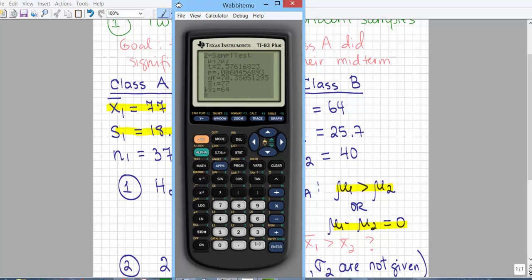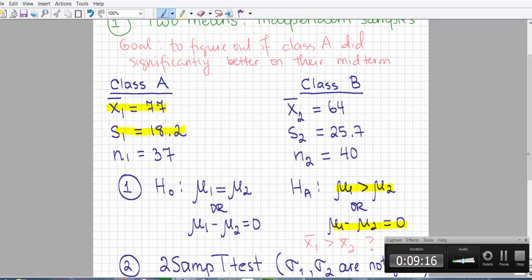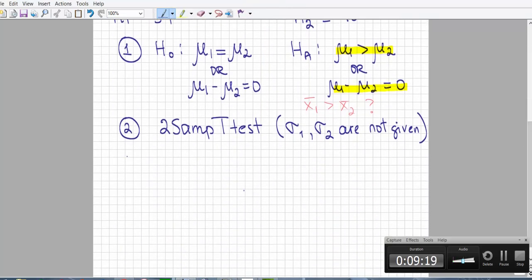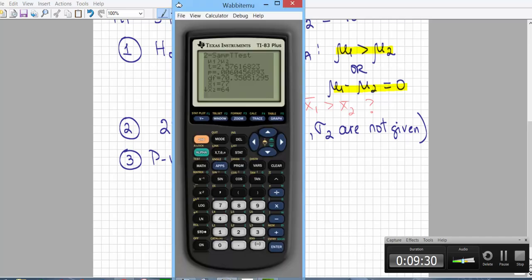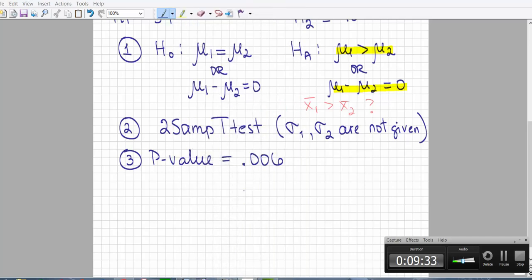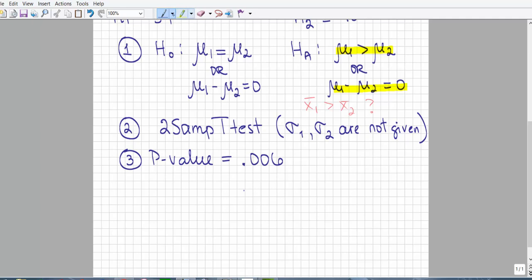So I got a p-value of 0.006. Now I didn't give myself an alpha level, but that's okay. Whenever the alpha level is not given, what do we do? We just assume that alpha level is 0.05. So 0.006 is a lot less than 0.05. That's alpha level 0.05 by default if it's not mentioned to you.